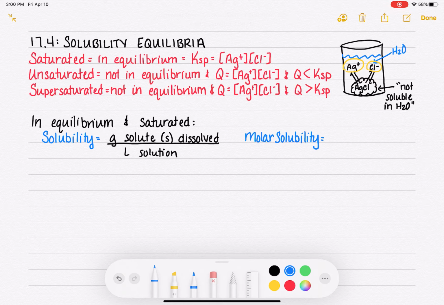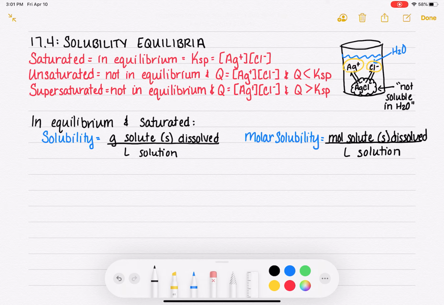The molar solubility is calculated almost the exact same way. This is the moles of solute, again, the solid that has dissolved, and we are dividing that again by the liters of solution. So let's learn how to do some of these calculations.